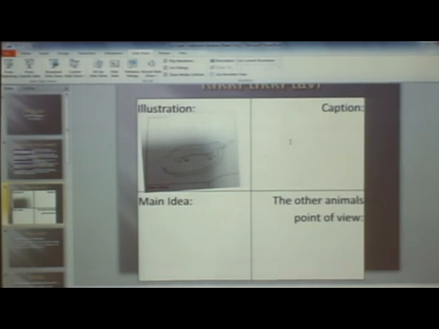We've got this for you and your child to work on together. So I'm going to do the one story with you, how we do it in the classroom. We've been working on this a little bit already. And it's like a storyboard. We're going to be drawing an illustration to go along with our story, write a caption for our illustration, come up with the main idea for the story, and then we're going to talk about the point of view of another animal, because in our story there is an animal.